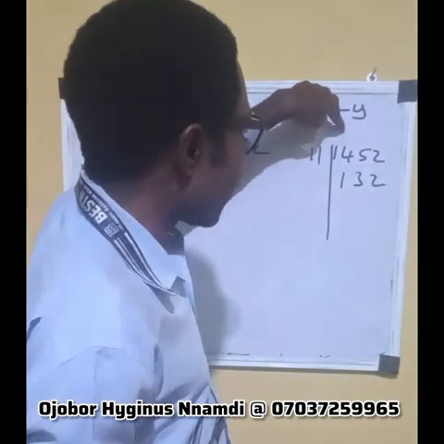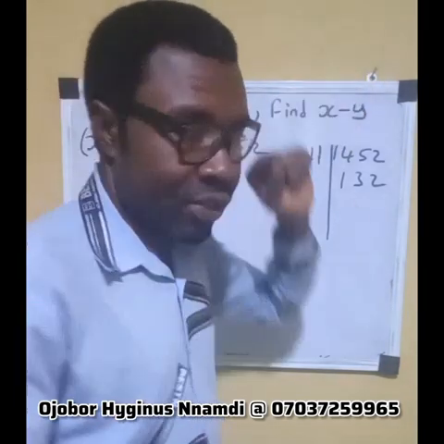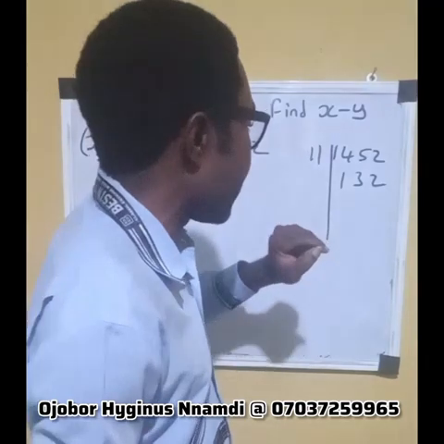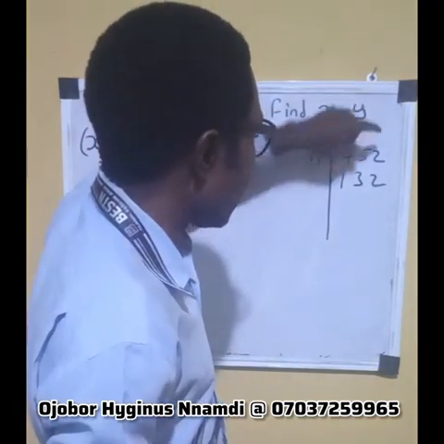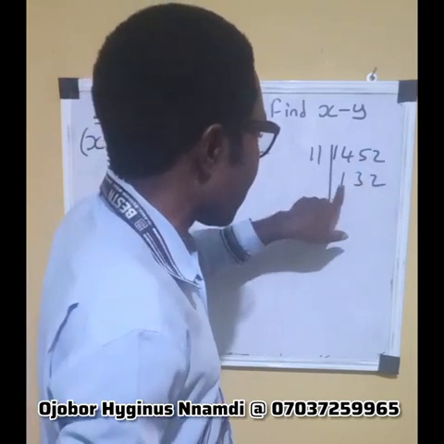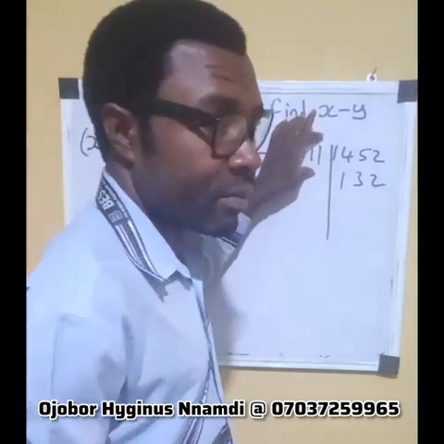4 minus 1 is 3. 5 minus 2 is also 3. That means it is divisible by 11. Once you get the same number, it is divisible by 11. And that same number you got becomes the middle digit, while the first and the last digits become the first and the last of the result when divided by 11.